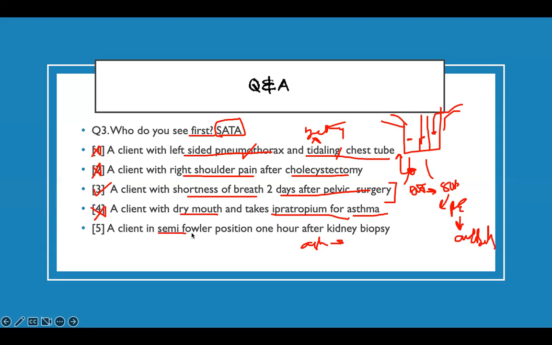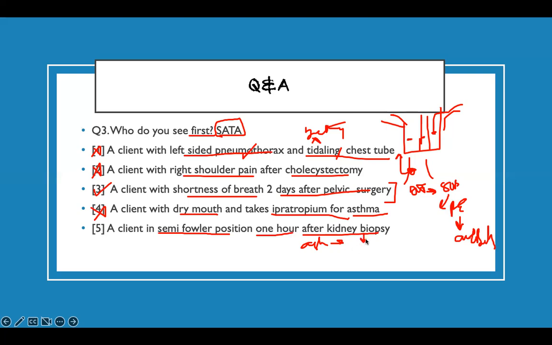A client in semi-Fowler position 1 hour after kidney biopsy. Then your attention should go up. Kidney biopsy, Fowler position. Why are they connecting this thing to me? And they give me an hour. Pay attention. 1 hour, kidney biopsy. So those are my keywords. 1 hour, kidney biopsy, and semi-Fowler.